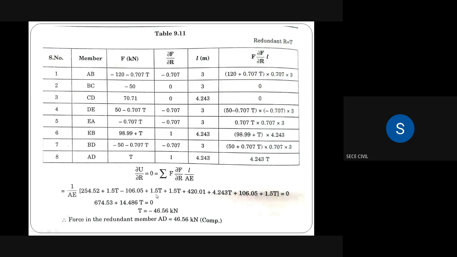0.05 plus 1.5t. So we are substituting the remaining values also in the last column, and equating to 0, we are getting t as minus 46.56 kilonewton. That means the direction we assumed is wrong. So t is the redundant force.